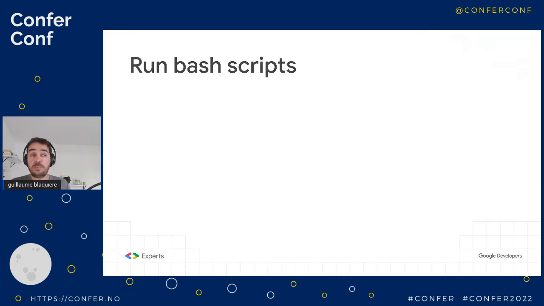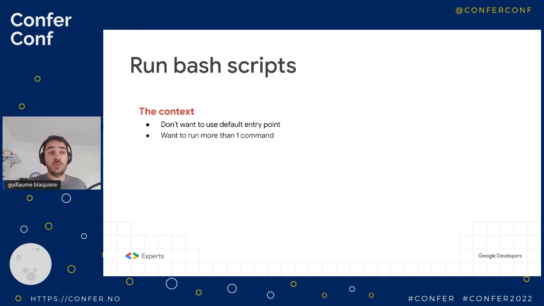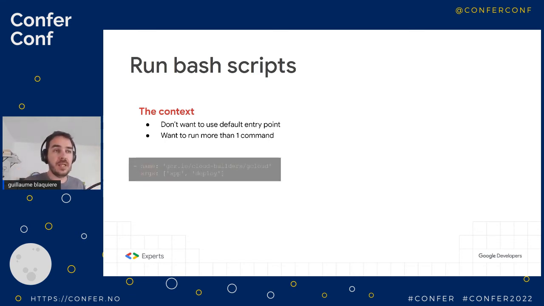First, you don't want to use a default entry point on your container. You want to customize it with Bash. Why? Because you don't want to use the default entry point, and maybe you want to run more than one command. Because if you have one entry point, you use the gcloud entry point. If you want to run 2 gcloud commands with the default entry point, you need to add 2 steps, one with gcloud, the second with gcloud, and each time you have one command run.